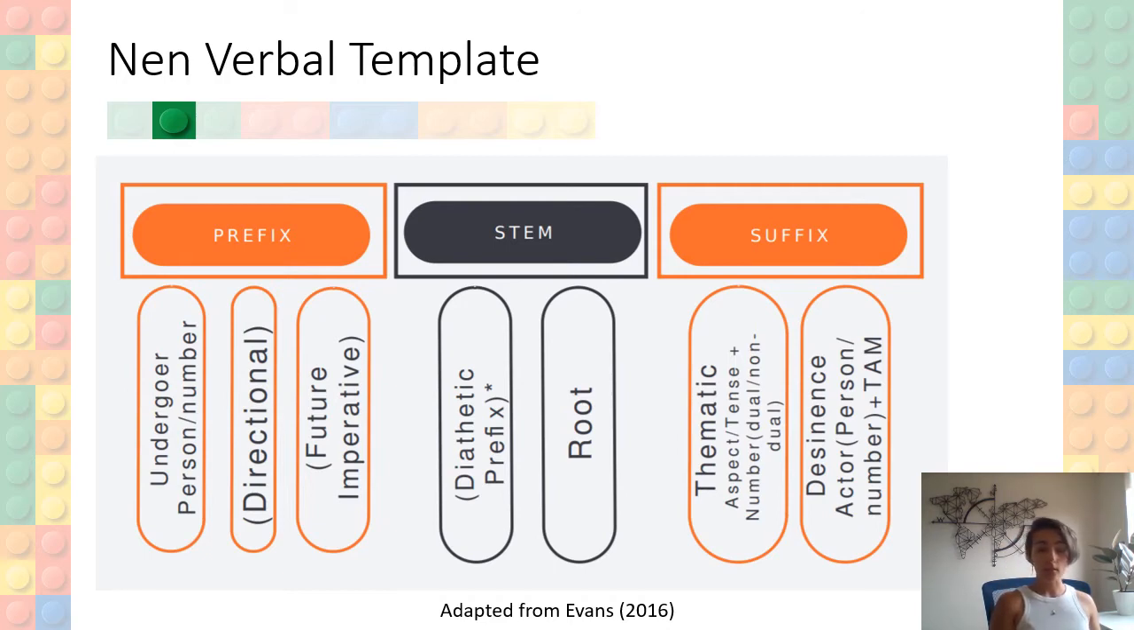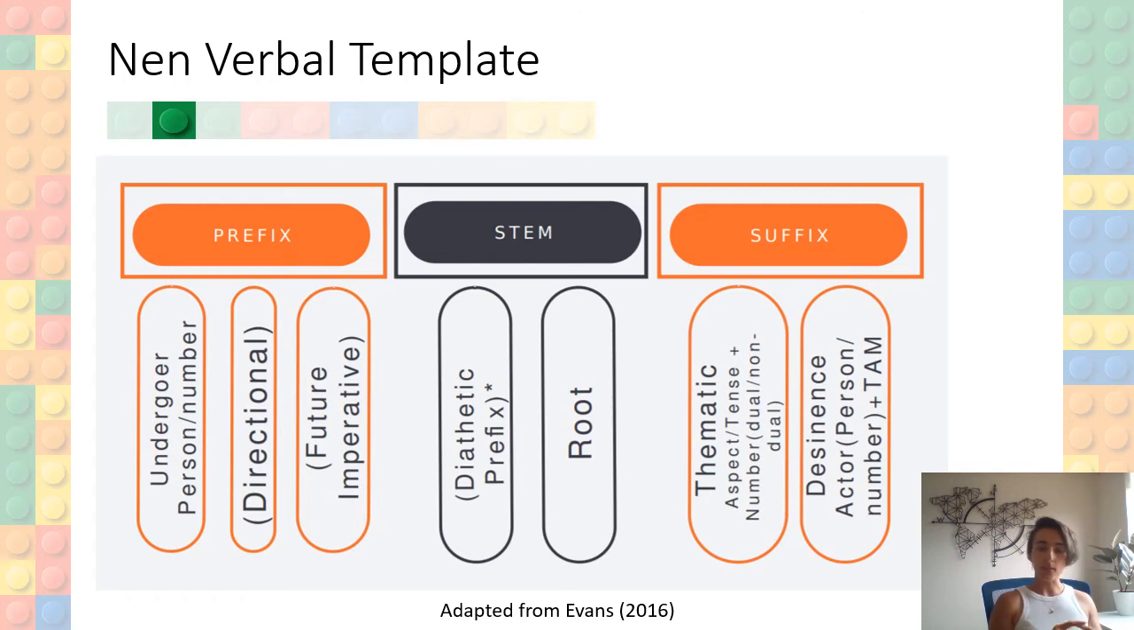So you can see it's split into prefix, stem, and suffix. Within the prefix, we have 3 slots. So the first one obligatory, so the undergoer person number. The second optional, so it's a directional, whether you're coming, for instance, towards or away, or a neutral semantic. The third, the future imperative, which is a specific TAM or tense aspect mood category. Within the stem, in our case, we're mainly focusing on just the root.